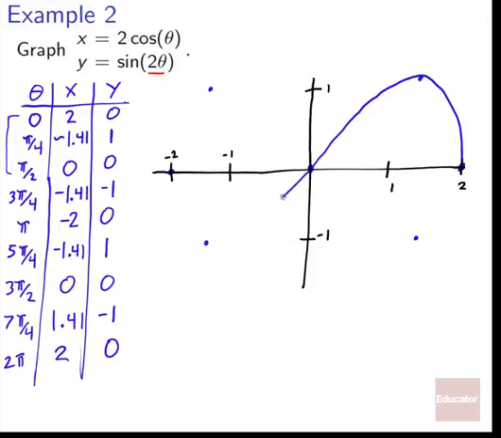So what we wind up seeing is it does the same sort of curving thing like this. So we get this sort of hourglass figure on its side. Right? It looks kind of like an infinity. And we can see the direction it's moving this way.